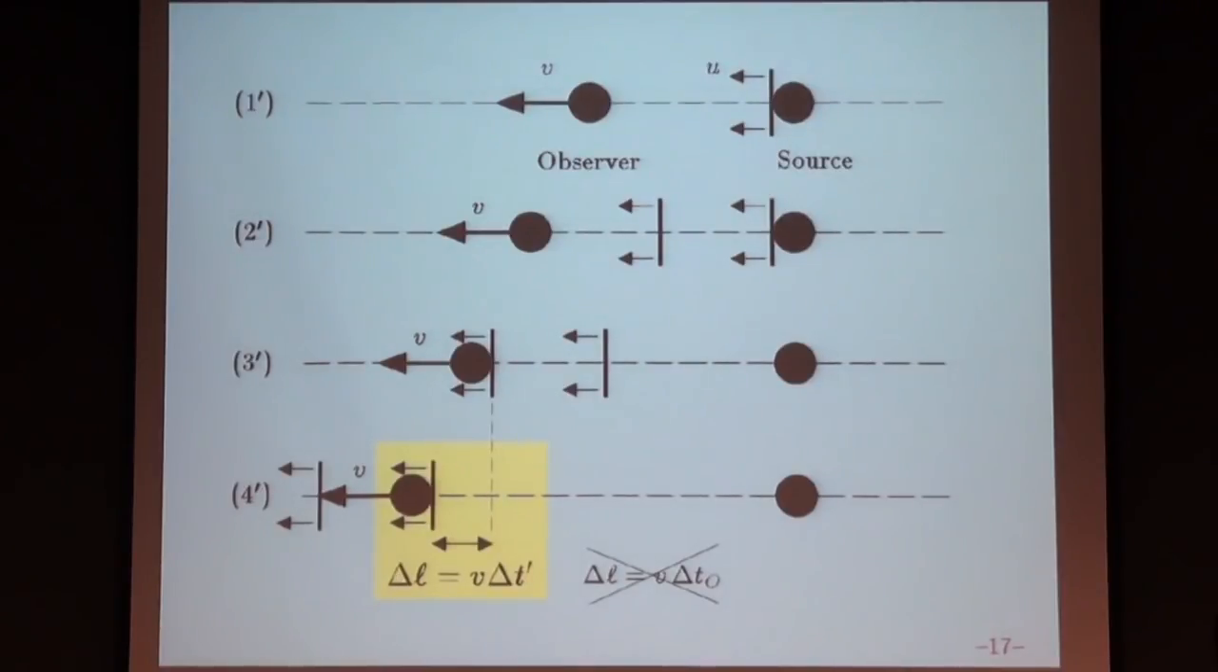It's a little trickier. The definition I want to use for delta t prime is that it's the time as measured between the third frame and the fourth frame, but it's the time as we measure it. I still want to describe everything in terms of the way we would measure it. So delta t prime is not measured either by the source or the observer. It's measured by us.